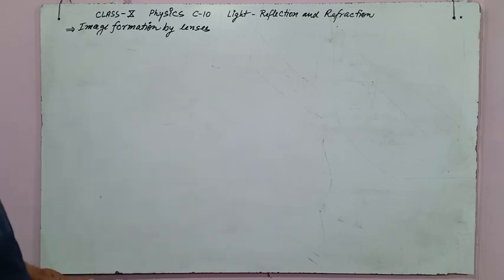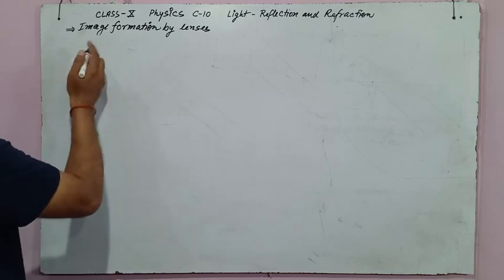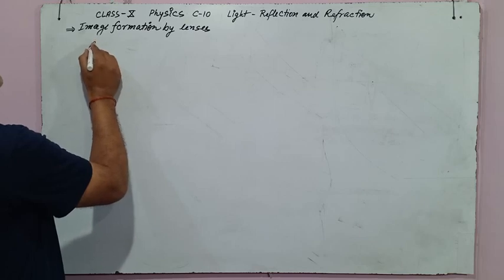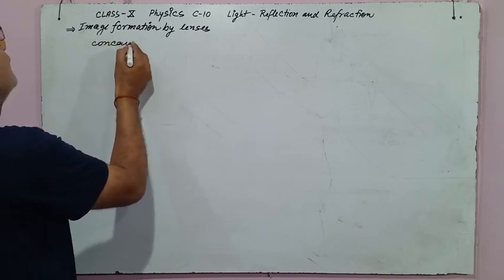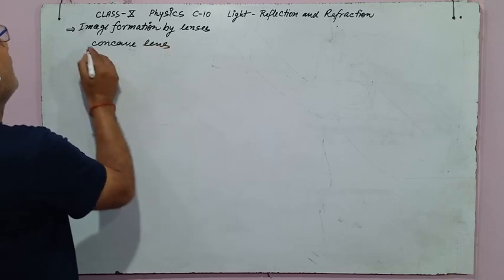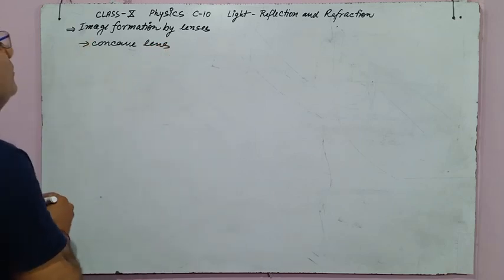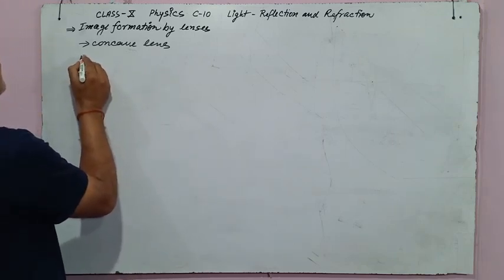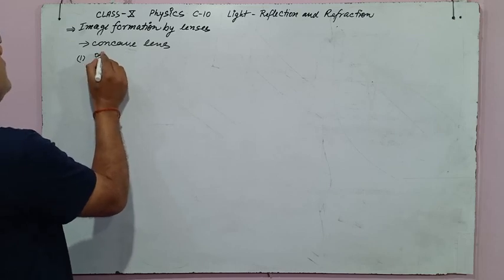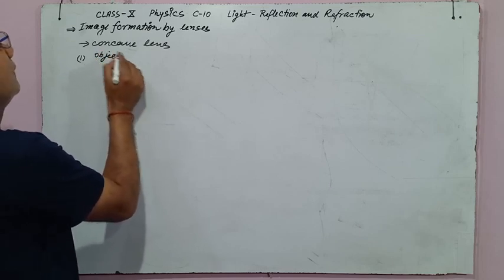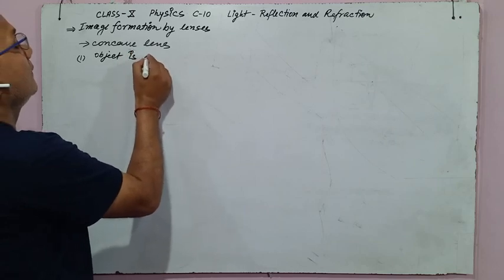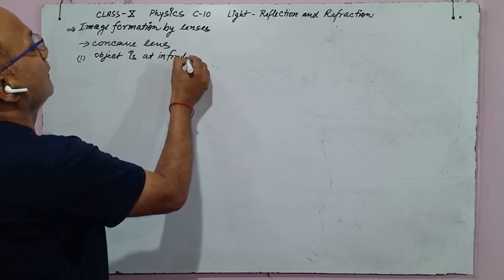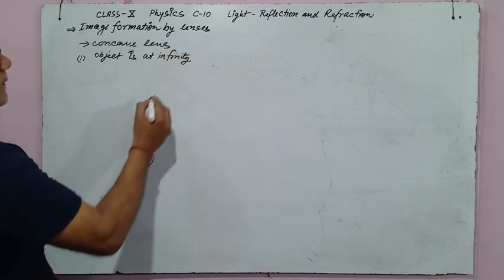Now we will discuss image formation by concave lens. How image is formed in case of concave lens. First case is when object is at infinity.